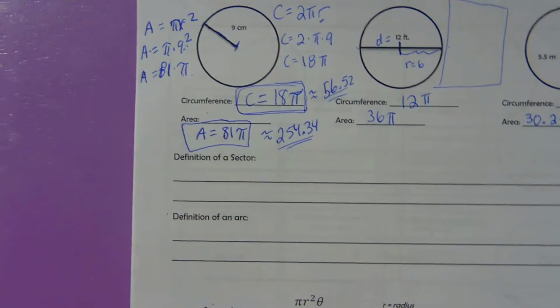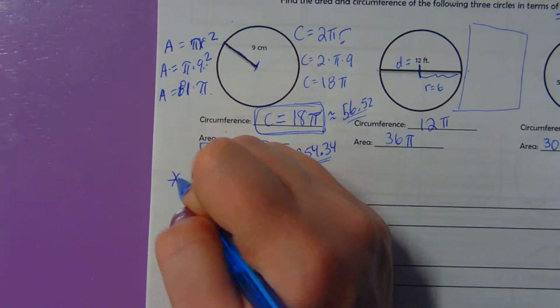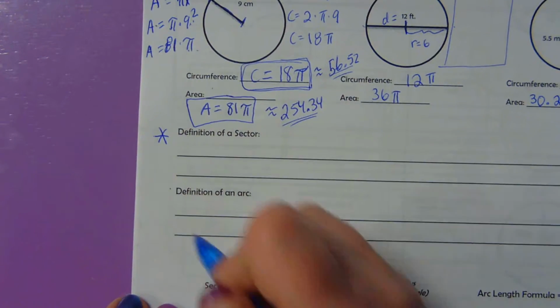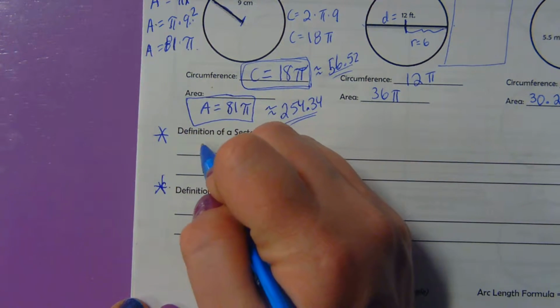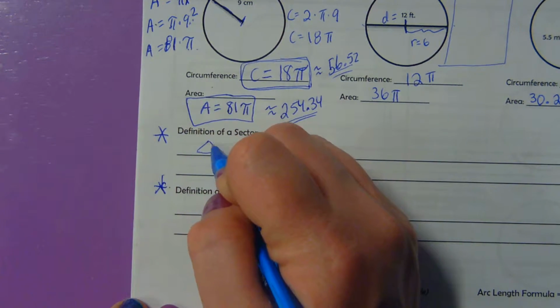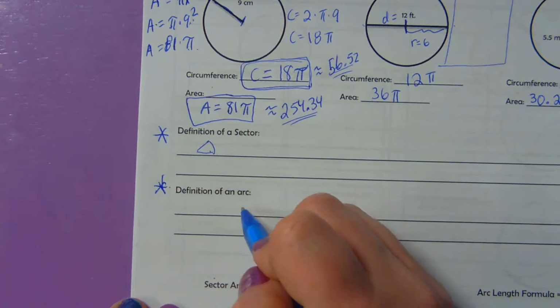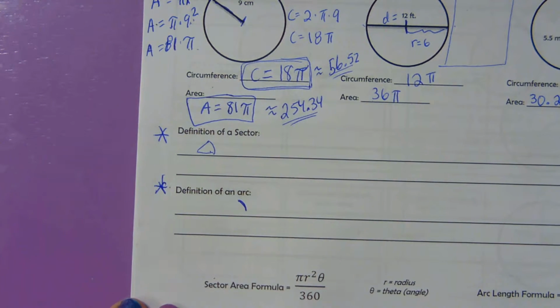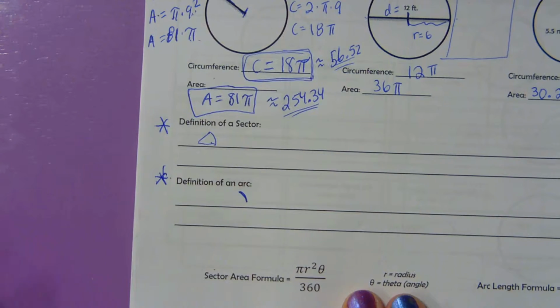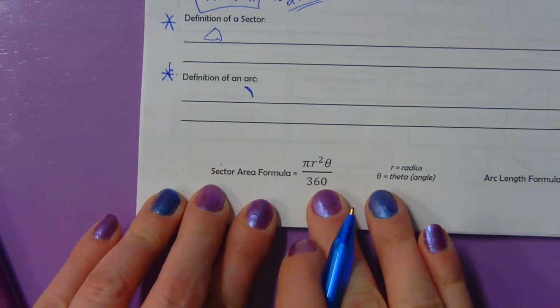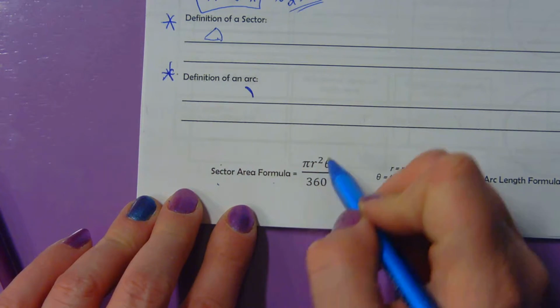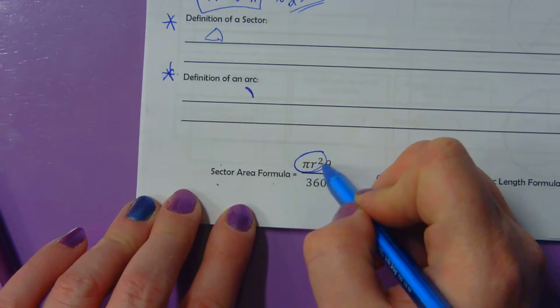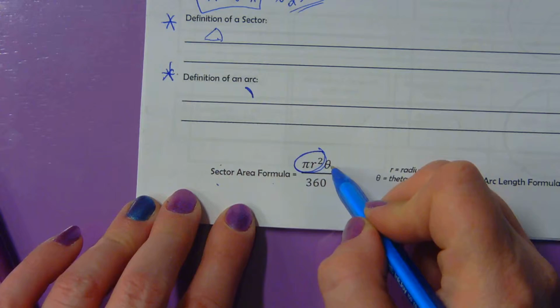All right, so we defined sector before. I'm going to let you go back to your definitions and define a sector, and then you can also define the arc. Remember the sector, I want you to write in words, but it's just like the piece of pizza, part of your circle, and the arc is just part of the circumference. And so these are the formulas for you. We'll give this to you on the test.